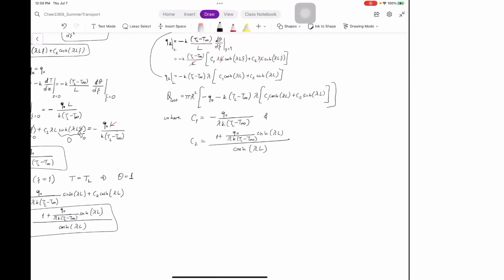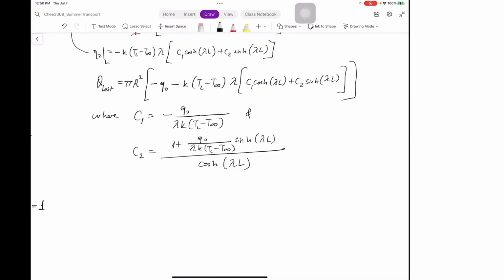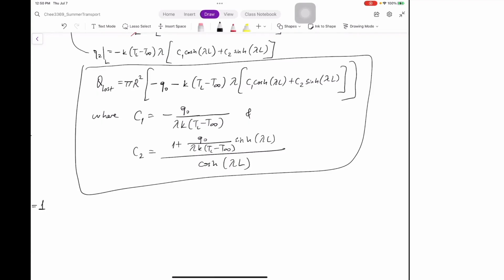Okay. So that's the solution. And that solves part B.